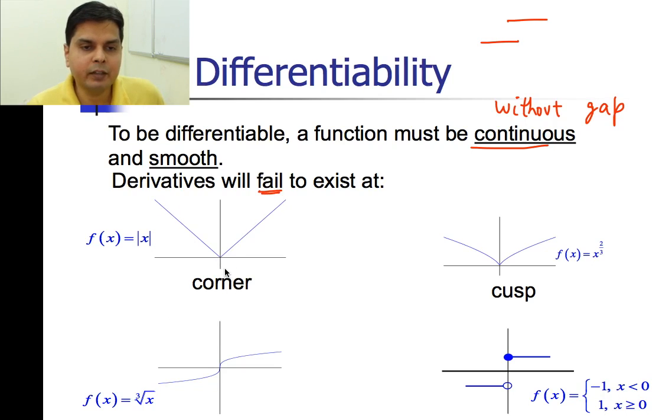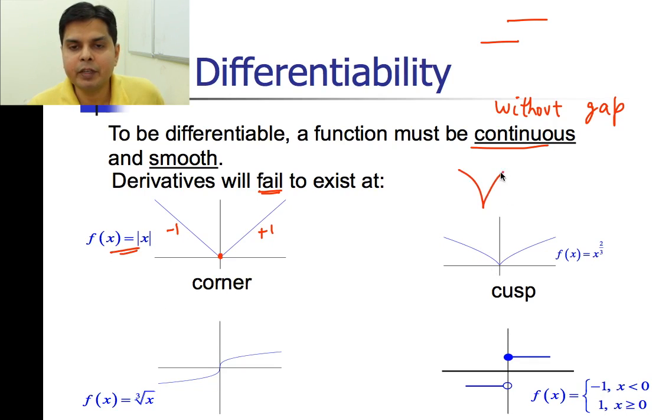You see why? At this corner, the tangent of this line is +1, and the tangent of this line will be -1. Suppose the function is f of x equal to modulus x. So this limit is not equal to this limit. So this corner point will not have a derivative.